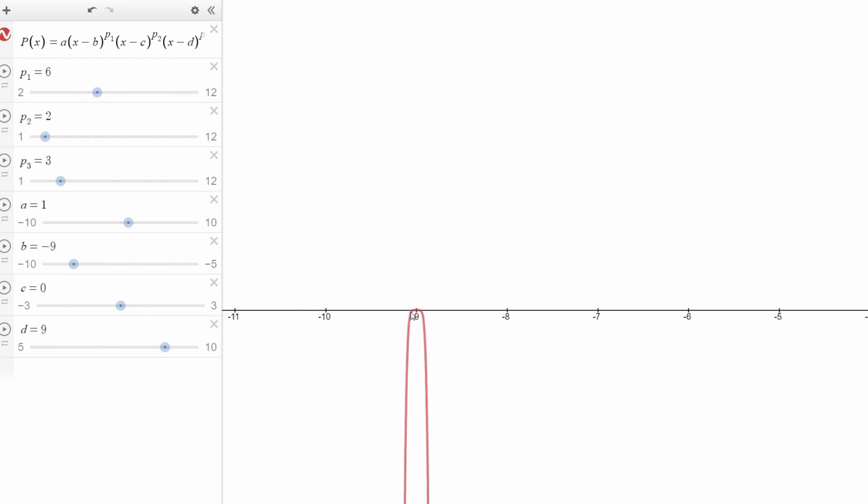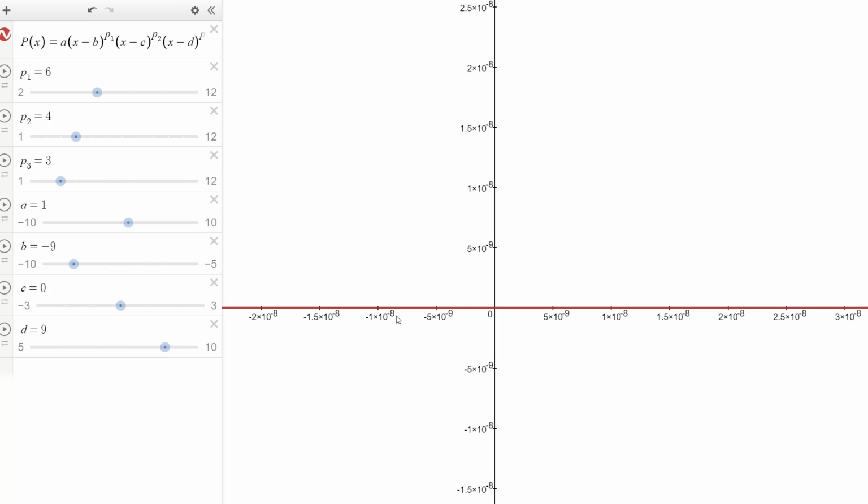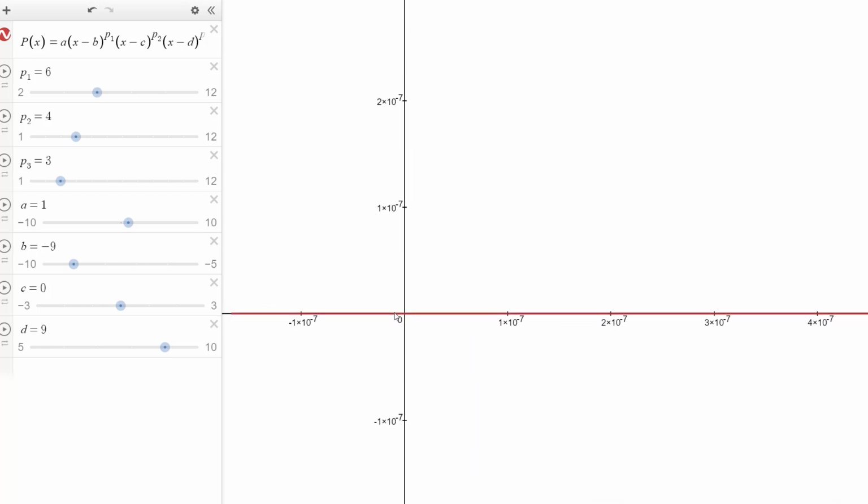By the way, that argument of even powers applies to x minus c raised to the p2. Right now I have p sub 2 being an even power. That should look parabolic if I zoom in enough. Let me just zoom in. You notice I have to zoom in quite a bit here. There we go. It totally does look like a parabola. If I increase it by 2 powers, it still looks like a parabola.